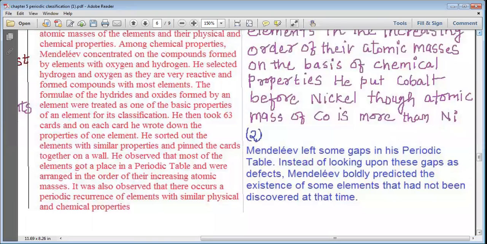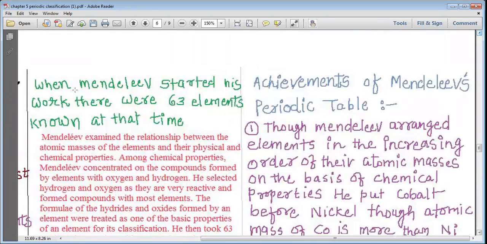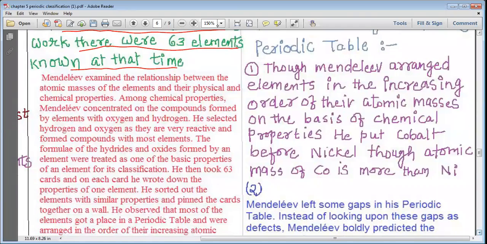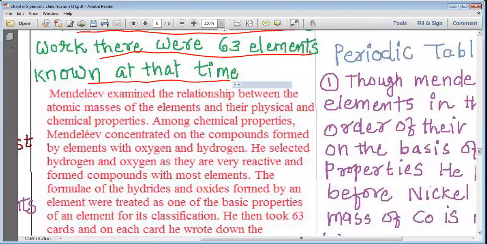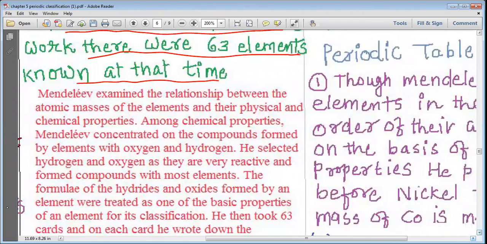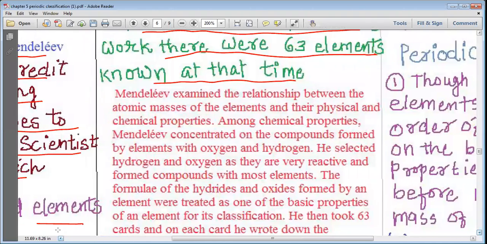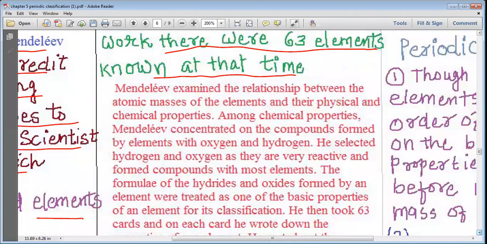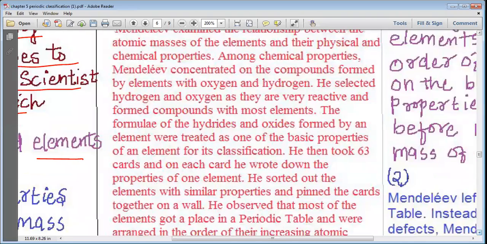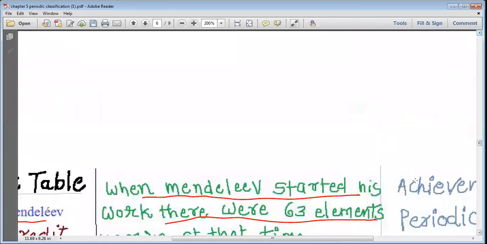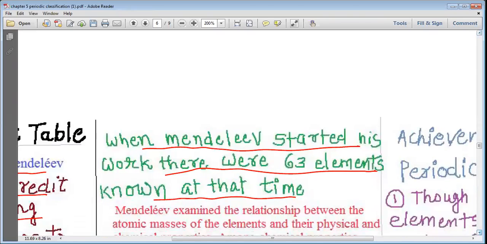Now, my dear students, when Mendeleev started his work, there were 63 elements known at that time. Now we want to study how Mendeleev studied these elements in detail and how he developed his own periodic table, which is known as the Mendeleev periodic table. That is what we are going to study in the next point. Let's pay attention. How did he develop the periodic table, which is called Mendeleev's periodic table?